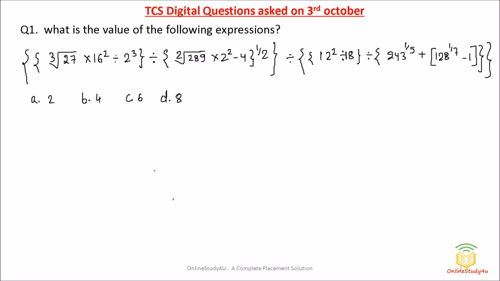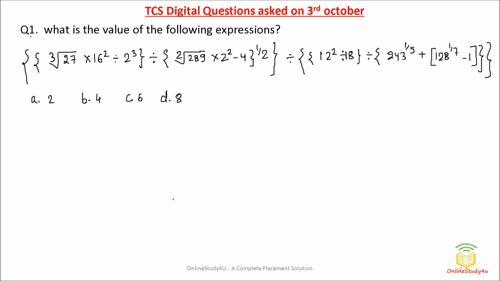Friends, this is Pratik Srivastava here, and today we are going to solve a TCS Digital question which was asked on 3rd of October. So friends, why are we going to solve TCS Digital questions? Because many of the questions from TCS Digital directly get repeated in the TCS NQT examination. So that is the reason we are here to solve yesterday's TCS Digital problems.